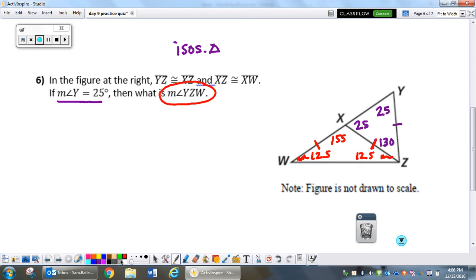And then our question wants the measure of YZW. Okay? So 130 plus 12 and a half is 142 and a half. Okay?